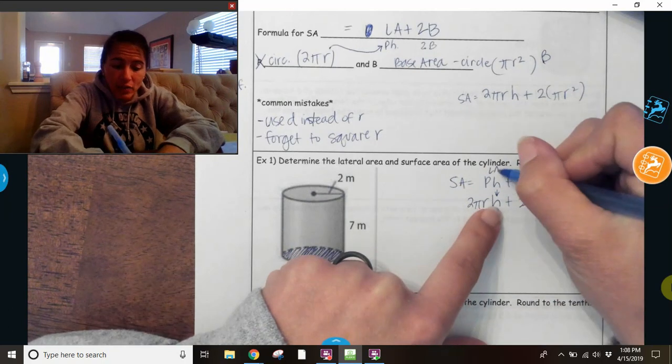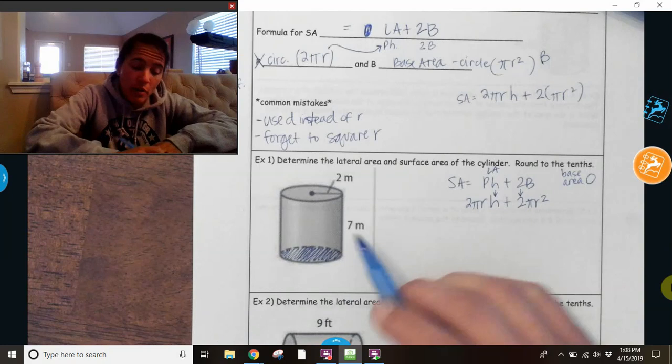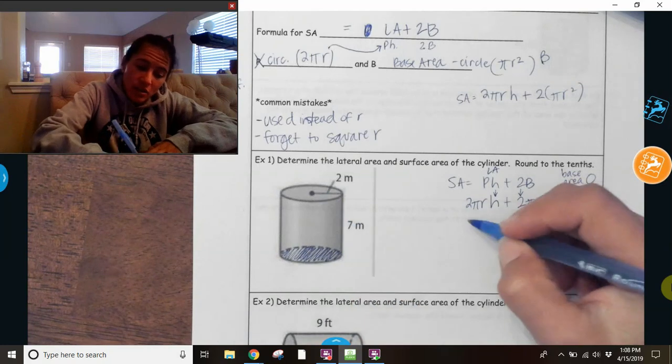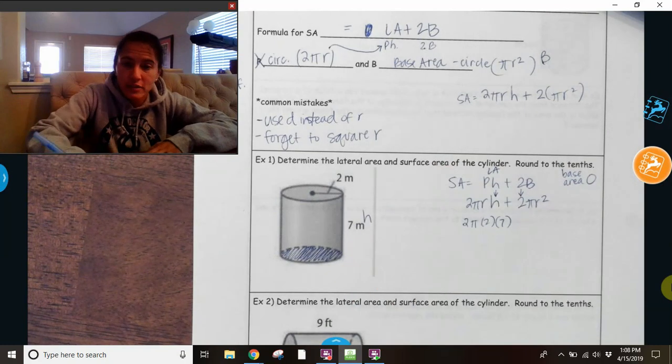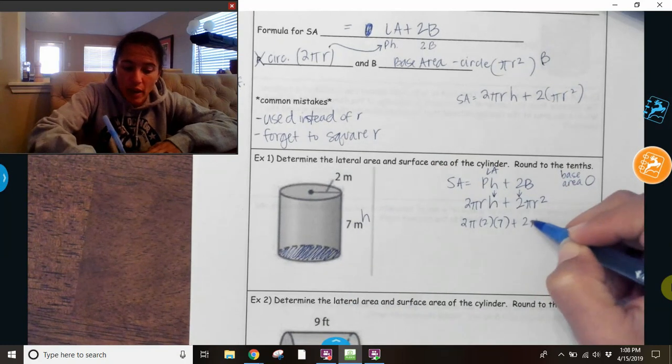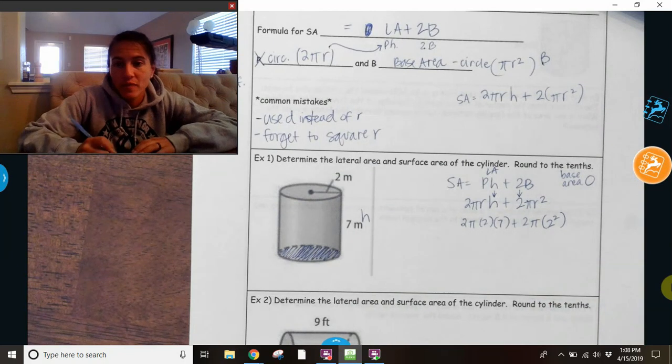This is the lateral area. Now we just need to plug our numbers in. We have our radius. So 2 pi, radius is 2, height is 7. So this is our height. Plus 2 pi, and the radius is 2 squared.